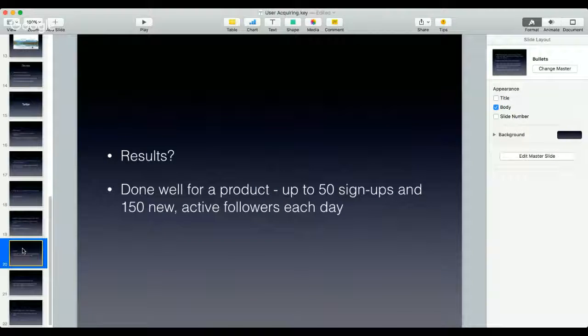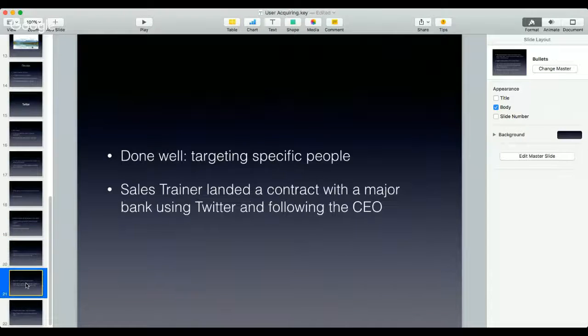Well, for products, so business to consumer, when it's done well, there's some real specific steps, and we're going to dig into these. But you know, you can get 50 signups a day and 150 new active followers who are interested in your product every single day. And this has been done multiple times. There's been much higher than that or less than that, depends on the demand, but that's an example. If it's done well when you're targeting specific people, so you have a very small niche, high profile perhaps, targeted market that you want to reach.